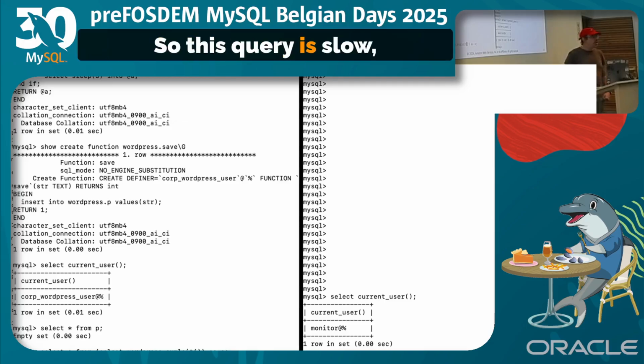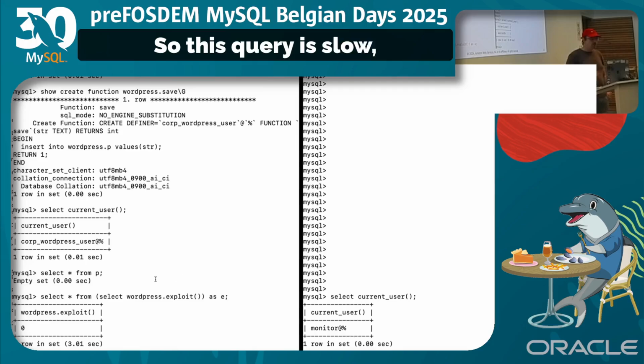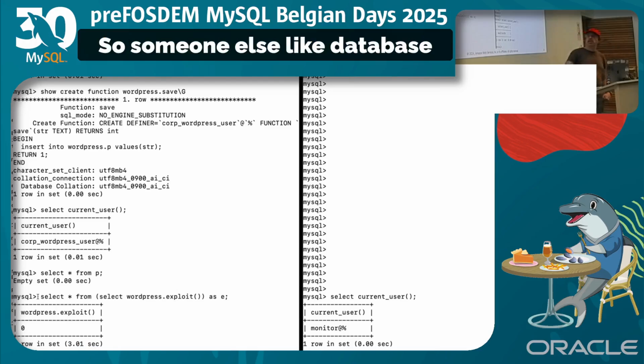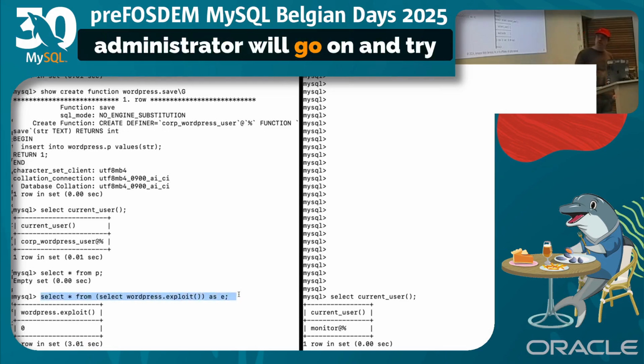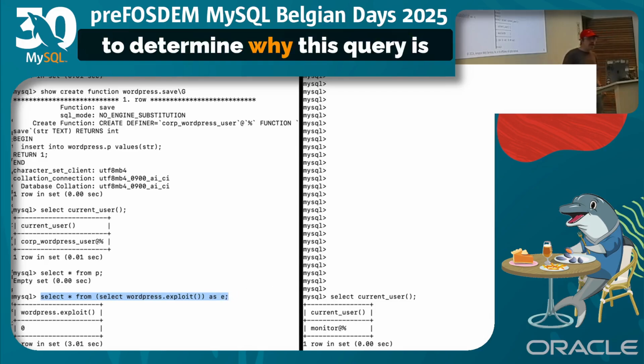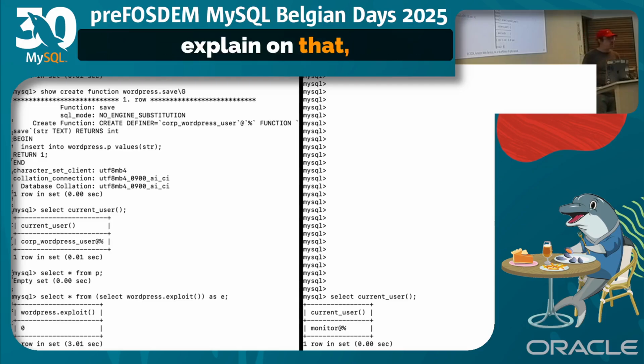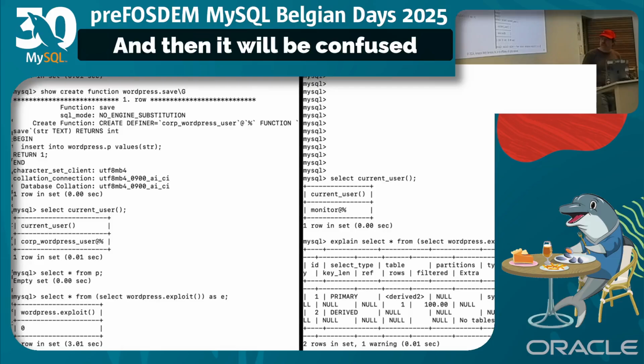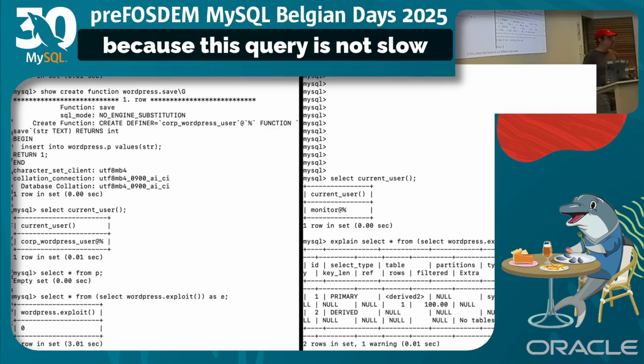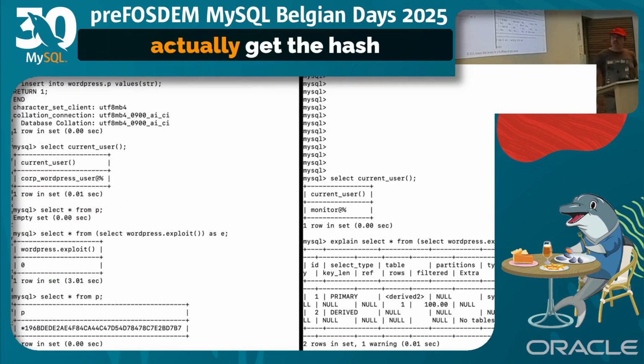Okay, so this query is slow, 3 seconds, super slow. Someone else, like a database administrator, will go on and try to determine why this query is so slow and run the explain on that. This is the monitoring user running that, and then they will be confused because this query is not slow. But on the other side, we actually get the hash of the password.